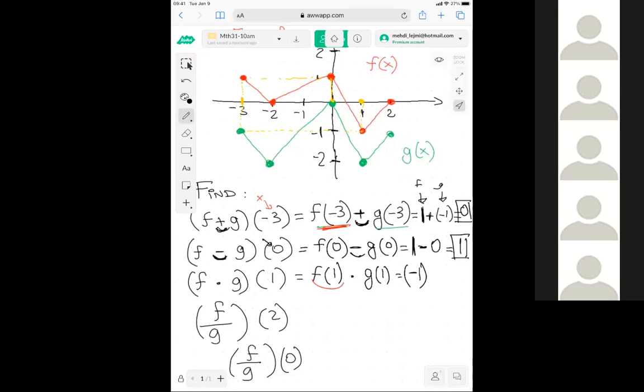Use parentheses, guys, with the negative numbers. And then times, here we have a product. And then g of one: again, here's one, and you go down by two, so g of one is negative two. So that's negative one times negative two, which is positive two. So the answer is positive two.